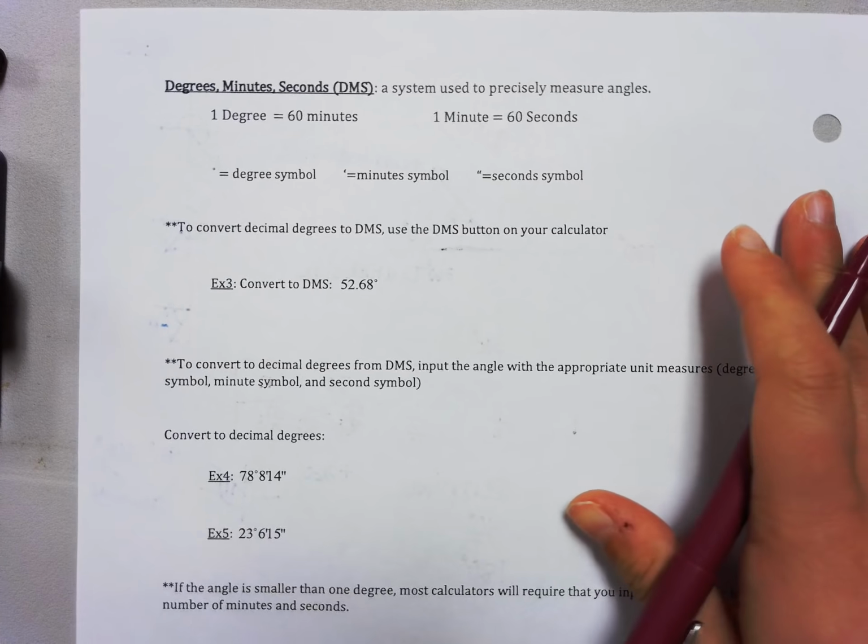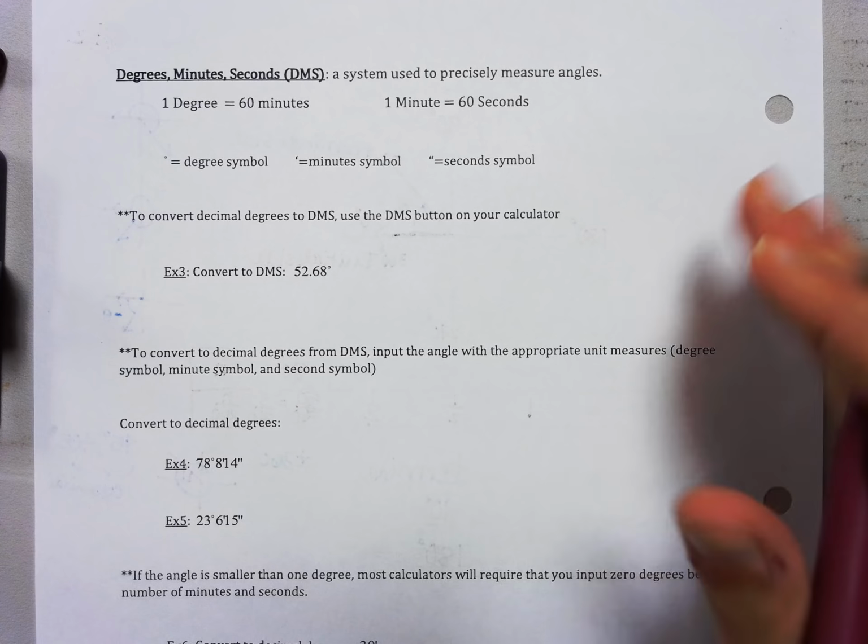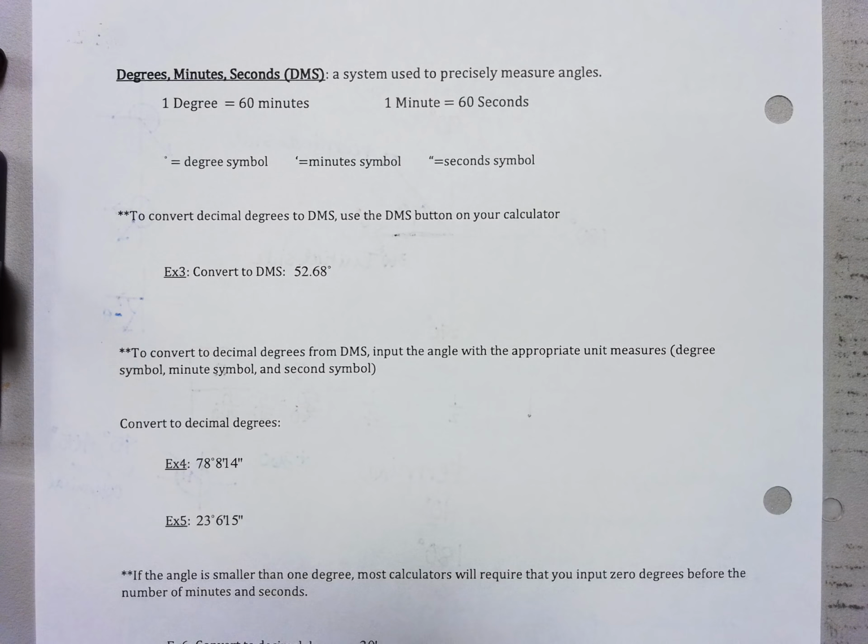Part 3 is dealing with this secondary notation called degrees, minutes, and seconds. Now, when we measure angles, a lot of times we have something that is a repeating decimal or some crazy number. So a way to eliminate some of that is to use degrees, minutes, and seconds. It's just a system that we use to measure angles a little bit more precisely.